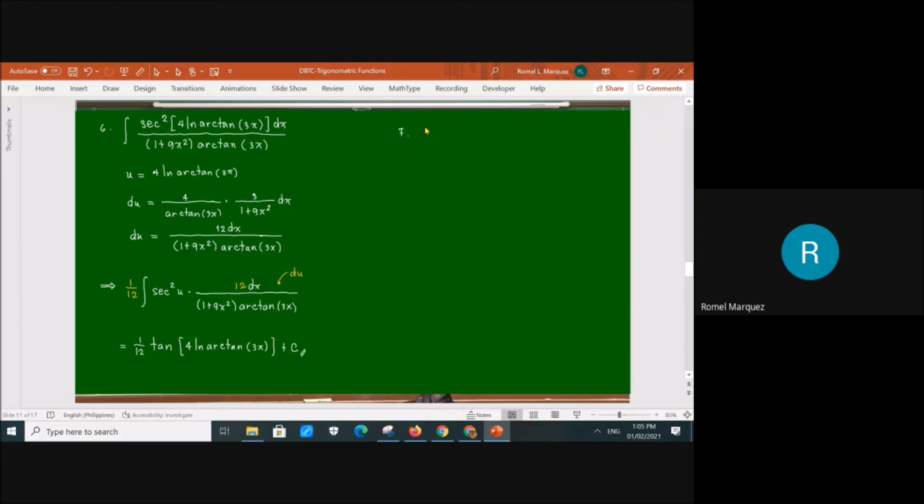Number 7. Integral of, let's say I have hyperbolic cosecant squared x squared, so times x here, and then I want it to be cosecant of hyperbolic cotangent x squared, okay, then dx.